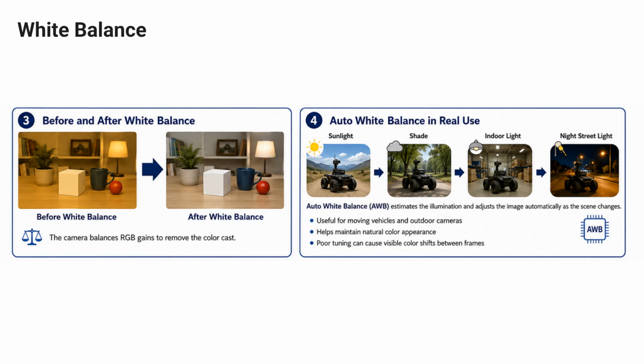The image on the right explains auto white balance, or AWB, in real operation. As a vehicle moves from sunlight into shade, indoors, or under street lighting, the camera continuously estimates the illumination and adjusts the colors automatically. Good AWB helps maintain natural and consistent color. Poor tuning, however, can cause visible color shifts or sudden changes between video frames.